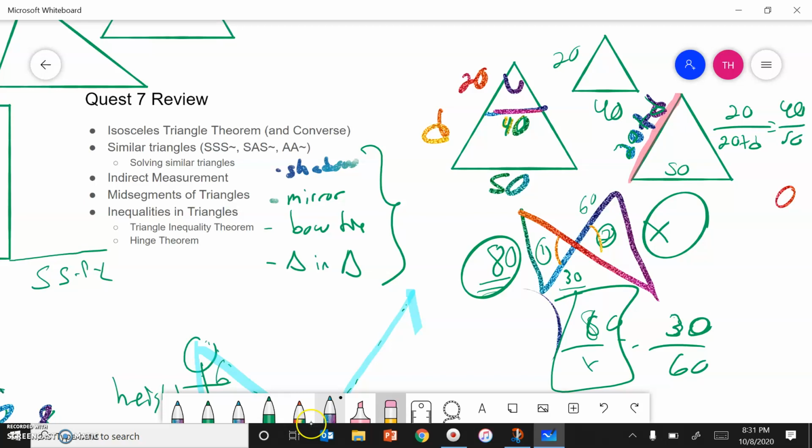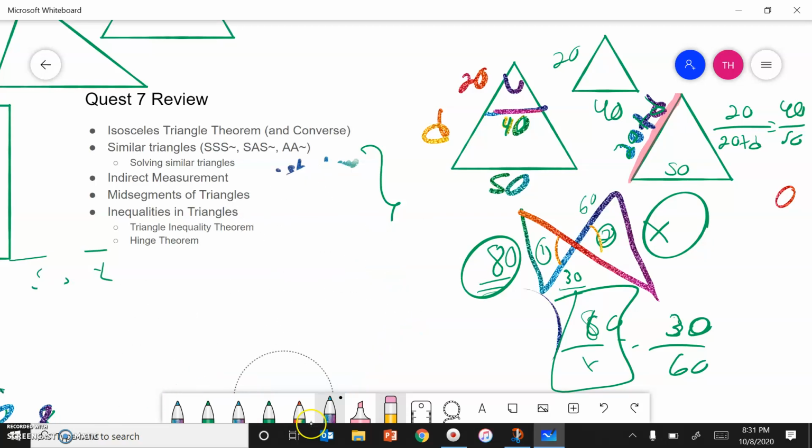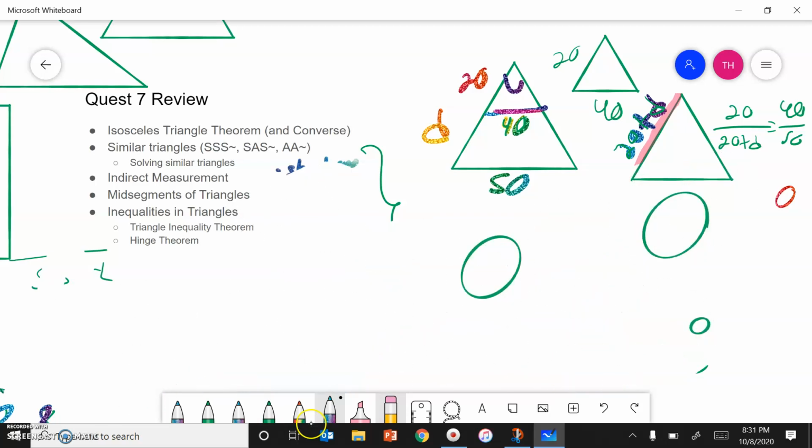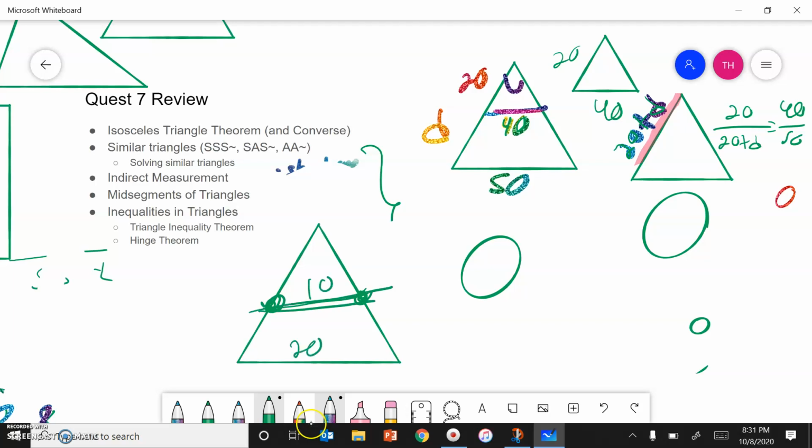And then we had the mid-segment of a triangle, which connected two midpoints. The mid-segment connected two midpoints, and it was half of the opposite side. So if that was 10, this would be 20. And not only was it half, but it was also parallel to it. So parallel would mean that you would have corresponding angles, or you would have same side interior angles.